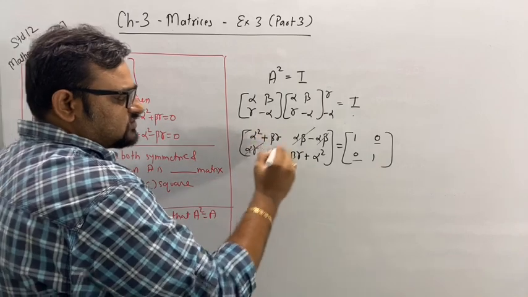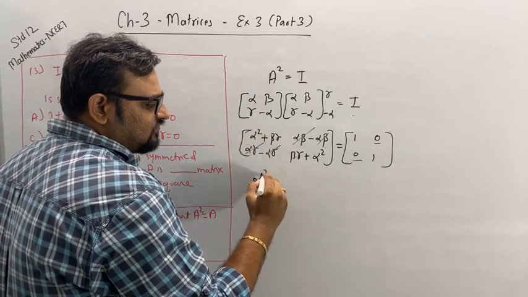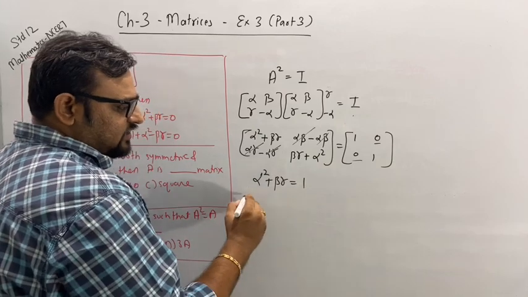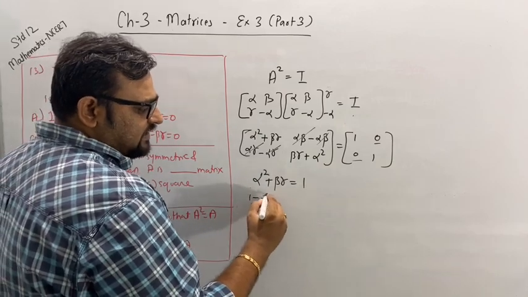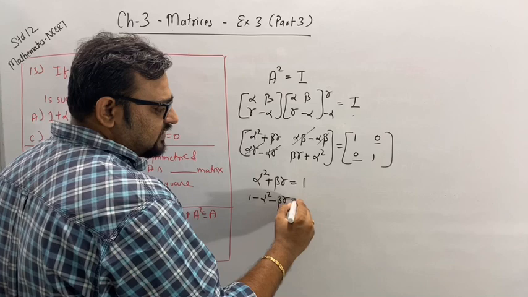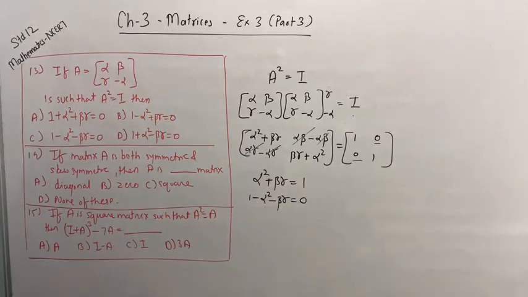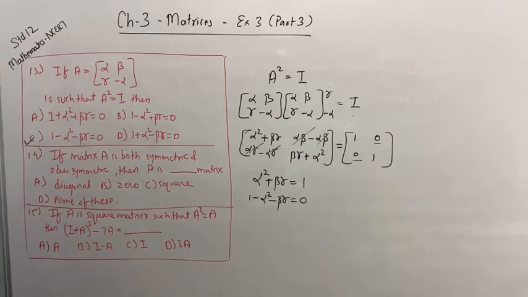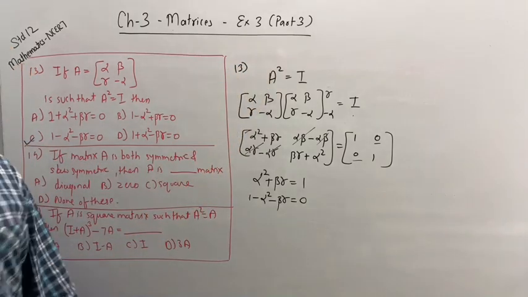Two matrices are equal if the corresponding elements are the same, so equal to 1. That implies 1 minus alpha square minus beta gamma equals 0. Is it there in the options? Yes. So option C is the correct one. Clear? So note down question number 13.